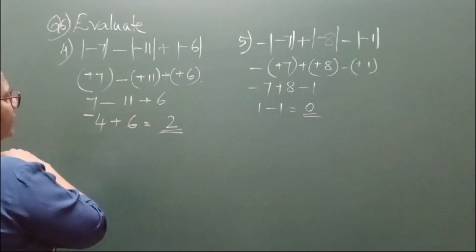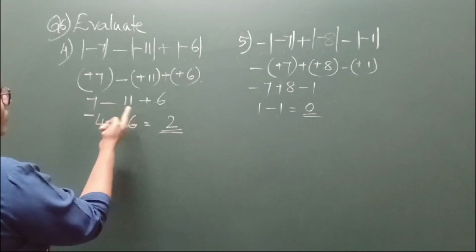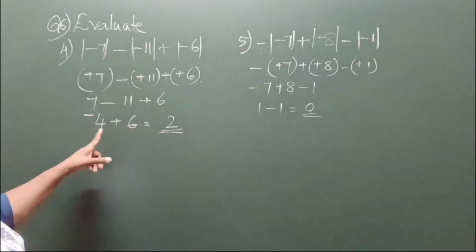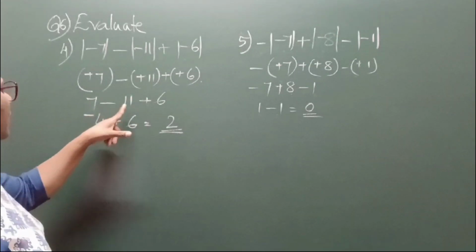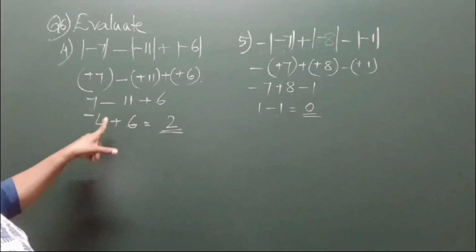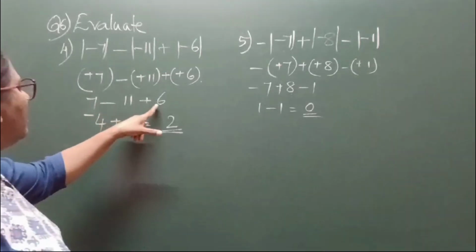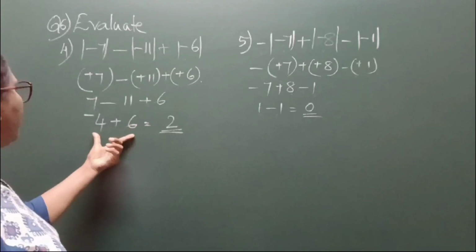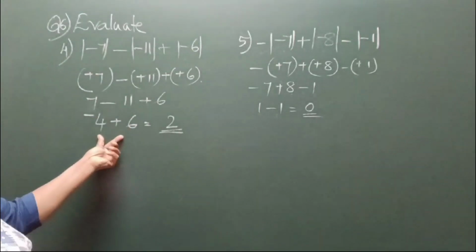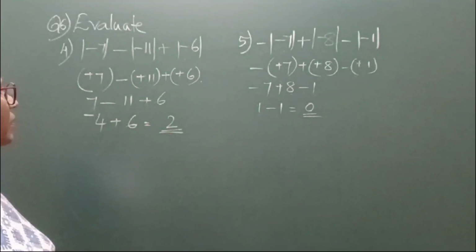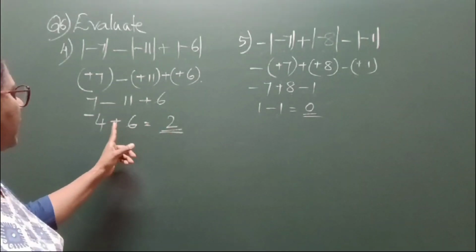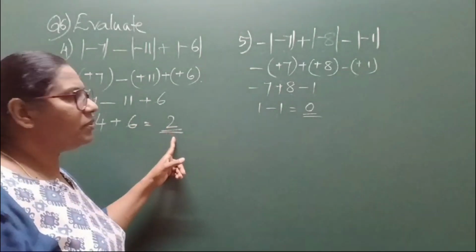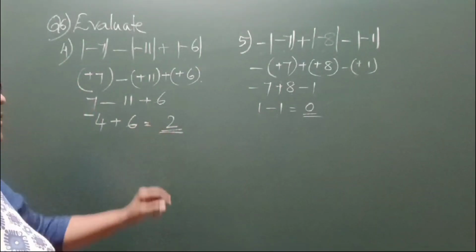When two different integers come, this is plus and this is minus, then we have to find the difference of these two integers and then give the greater number's sign. 11 minus 7 is equal to 4 and sign is minus. Then plus 6. So minus 4 plus 6. Again two different integers, so we will find the difference of it and then get the sign of the greater number, that is plus 2. So we write just 2. If we write it, it is understood that this is plus 2.